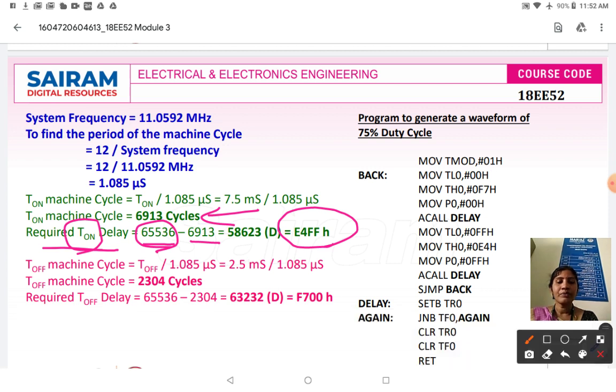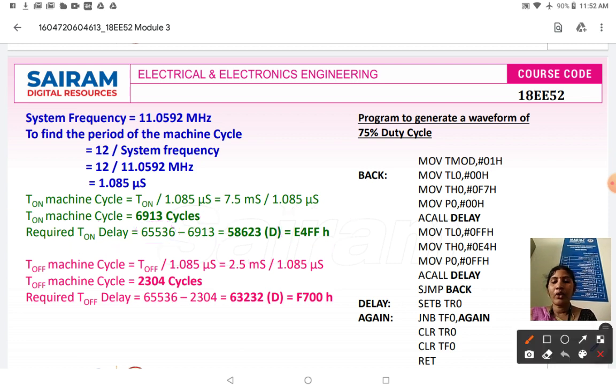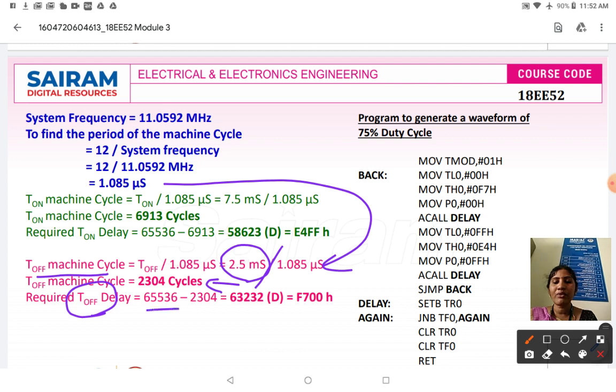Next one is to identify our T off machine cycles. The off time is going to be 2.5 milliseconds divided by the period of your machine cycle, 1.085 microseconds. When you calculate, you are getting 2305. The required T off delay is 65,536 minus 2304. You will be getting 63,232. This is your decimal value. When you find the hexadecimal, we will be getting F700.